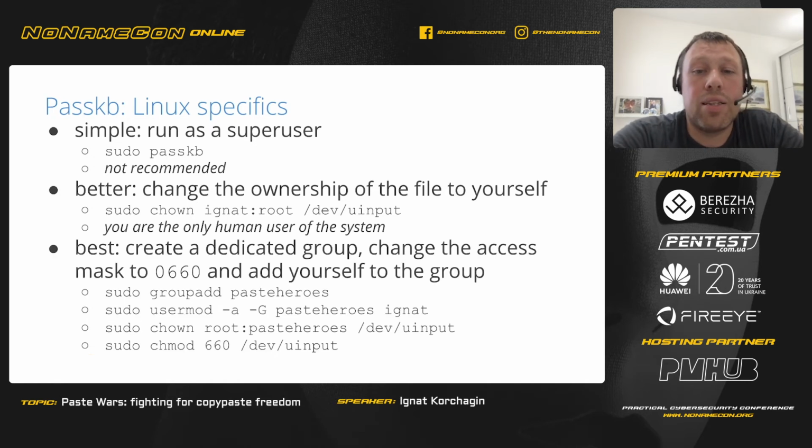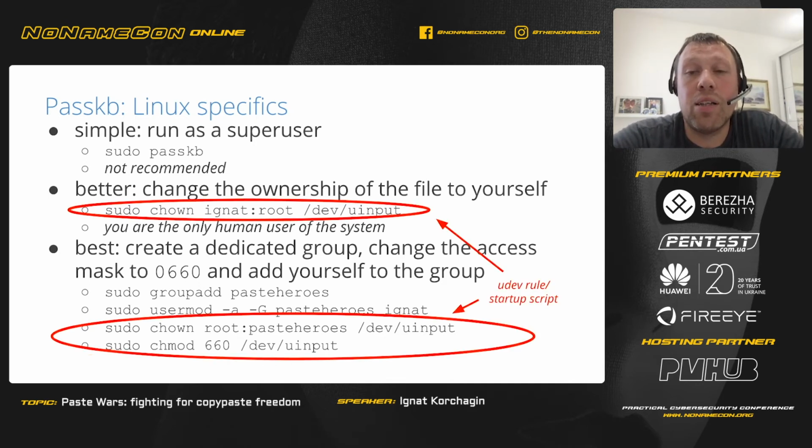And the best, recommended way is to create a dedicated group for that. Add all the users who want to use this tool to that group, change the ownership of the special file to the group, and modify the access mask to 660. And remember, the device file system is an ephemeral file system, so any changes you make will disappear on reboot. To make your changes persistent, you will need to do this either in some kind of udev rule or a startup script which restores these permissions on each boot.